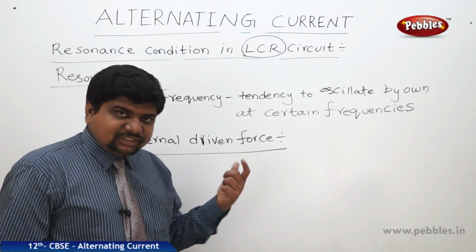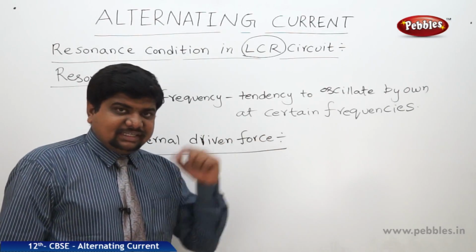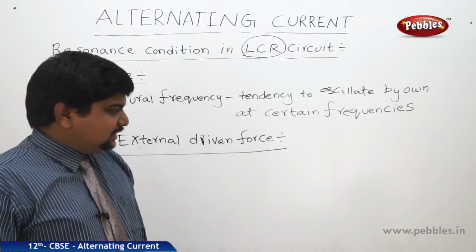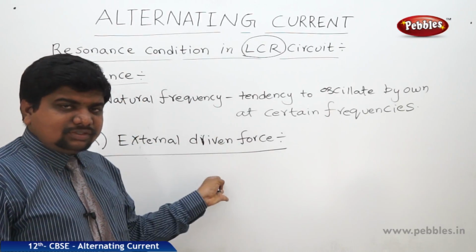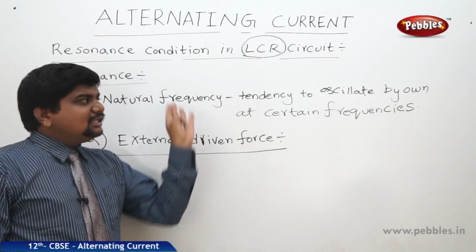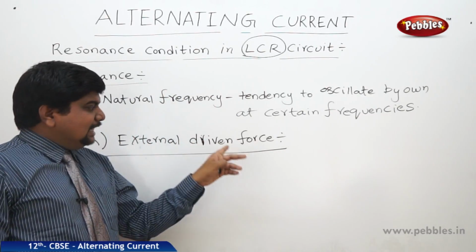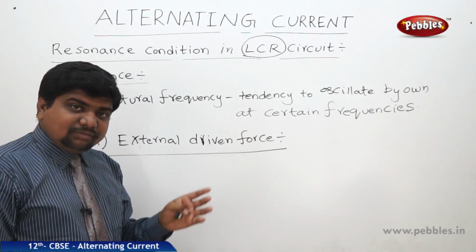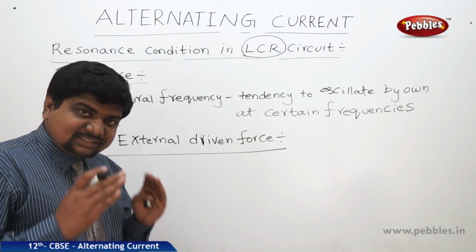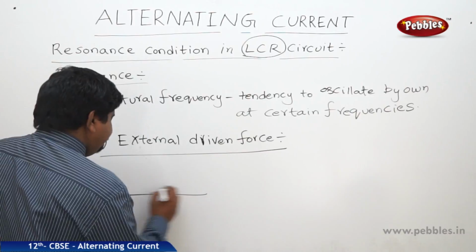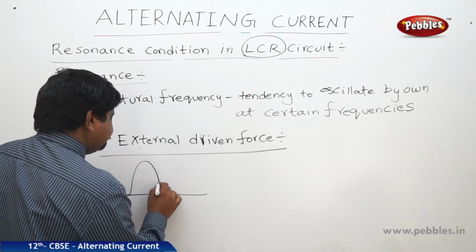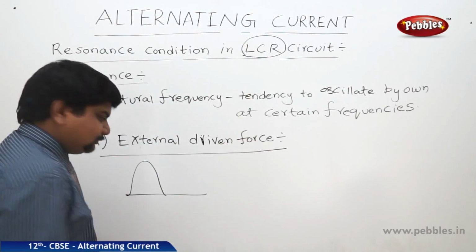So the external force which is applied on the LCR circuit in the form of an AC source or in the form of any other thing, is an external source which drives the LCR circuit. So there is a natural frequency and this external frequency, both will mix. If both are the same, then the amplitude will be maximum. Amplitude.